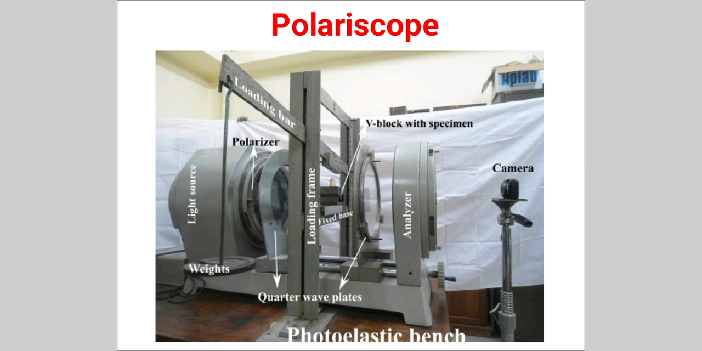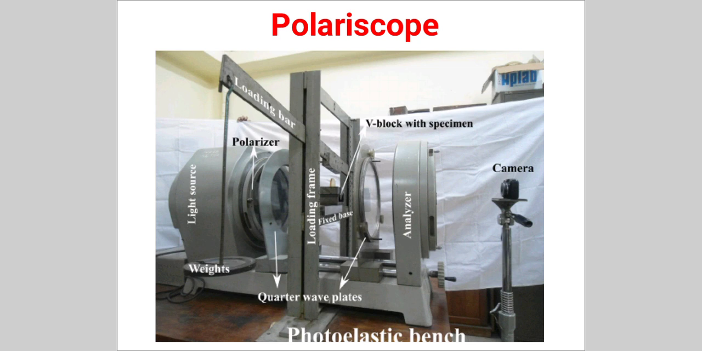Now, suppose I have taken a circular disc and applied a compressive load on it. Due to that compressive load, its physical properties will change. At that time, we start the light source, and the light emitted from it passes through the polarizer, then quarter wave plate 1, then the photoelastic model, then quarter wave plate 2, then the analyzer, and then the light rays come out from the analyzer.